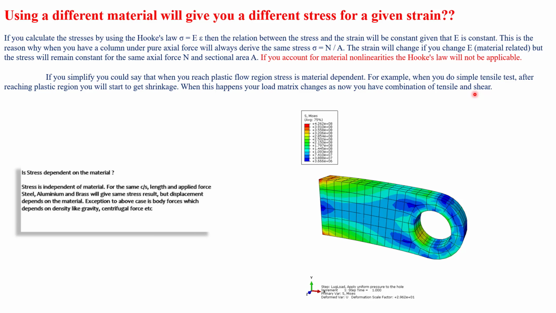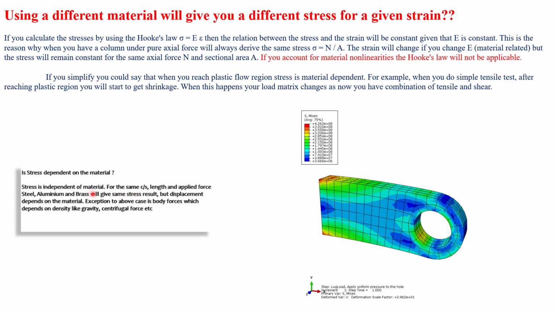So in short, in the nonlinear analysis, stress is dependent on the material, but in the linear analysis, stress is independent of the material. To conclude, stress is independent of material for a given cross-sectional area, length and applied force. Steel, aluminum and brass will give the same stress results. In short, it's clear, right, for everyone?